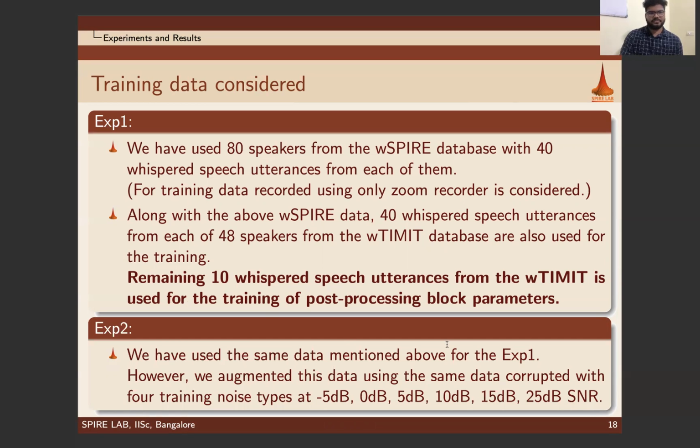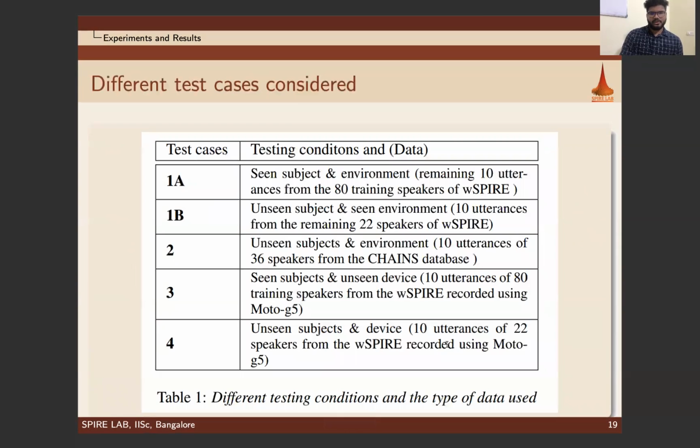Coming to the testing, we considered 5 different test cases, mainly to see how these methods perform in seen and unseen subject and seen and unseen environment type of conditions. So in the first test case, that is 1A, seen subject and environment, we consider the remaining 10 utterances from the 80 training speakers of the Double Spy. So the subjects and the environment will be the same.